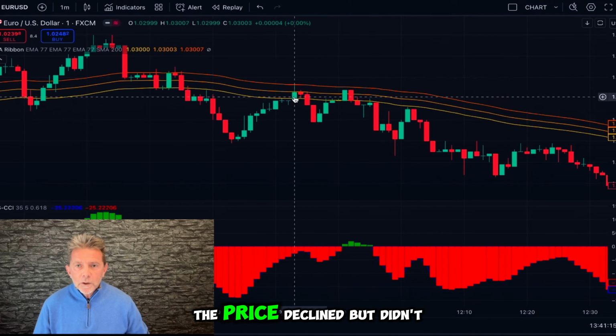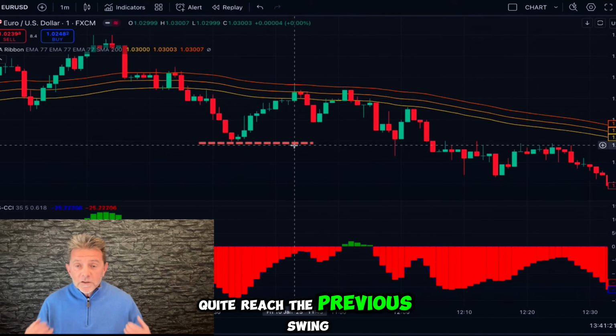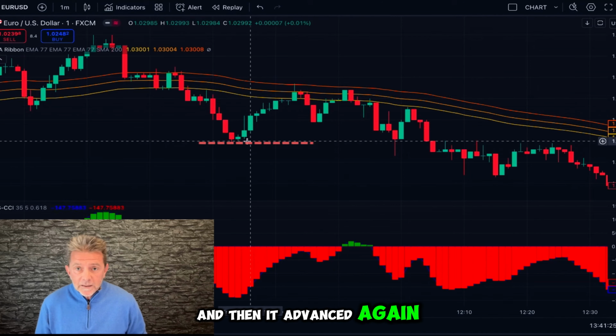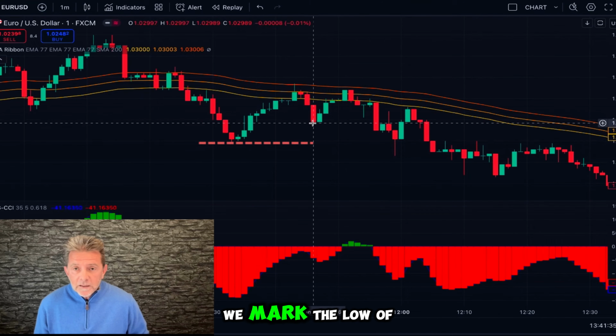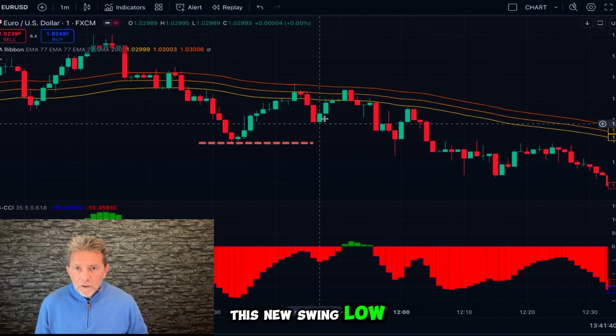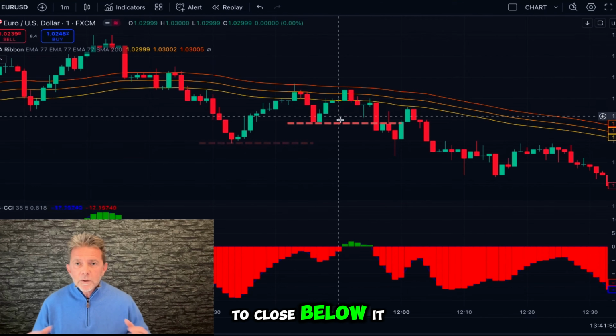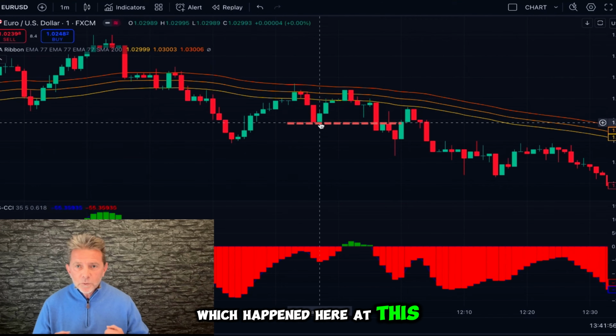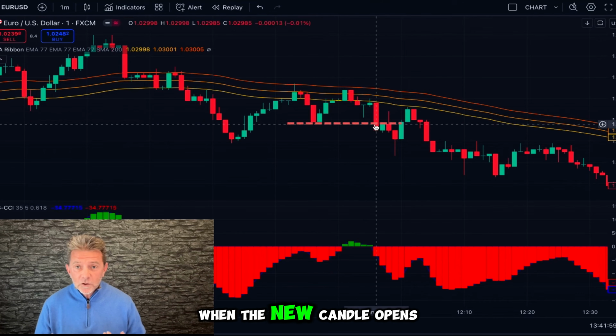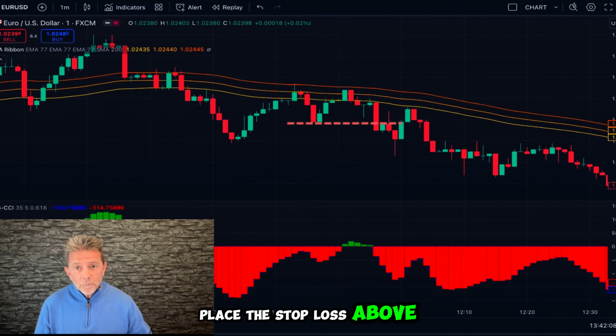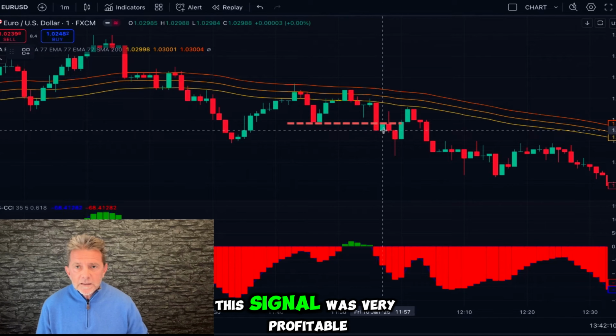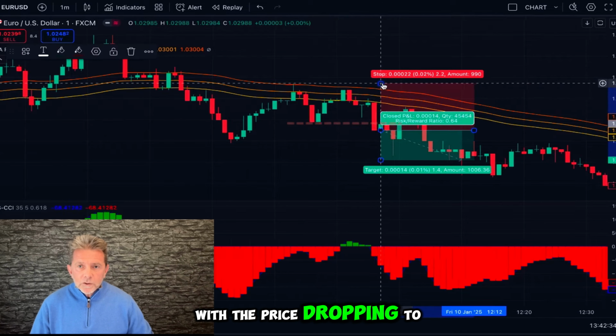As you can see, the price declined but didn't quite reach the previous swing low, and then it advanced again, testing the ribbon. Now, we mark the low of this new swing low and wait for a candle to close below it, which happened here. At this point, we could enter a short position when the new candle opens, place the stop loss above the ribbon, and as you can see, this signal was very profitable with the price dropping to this level.